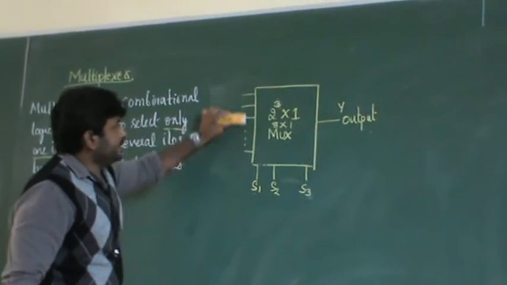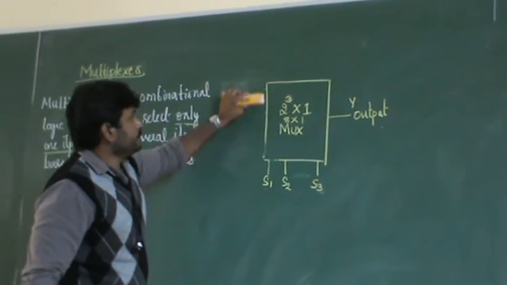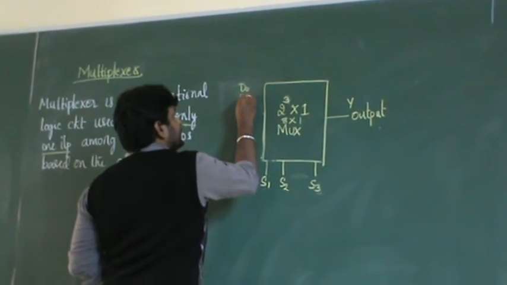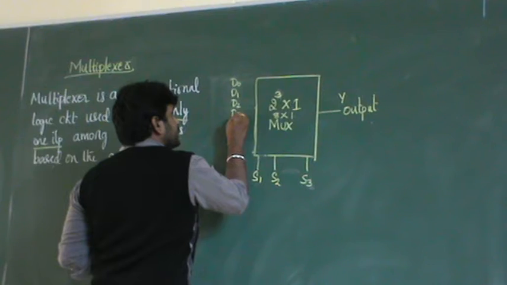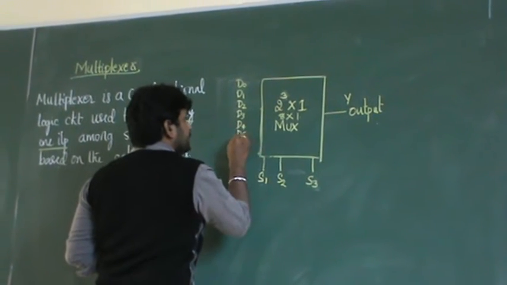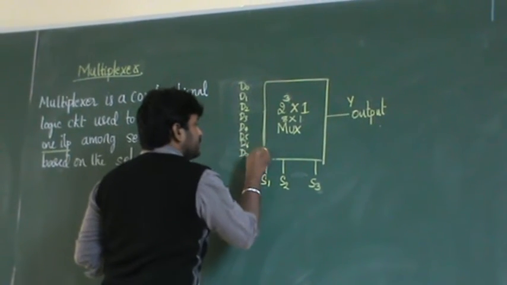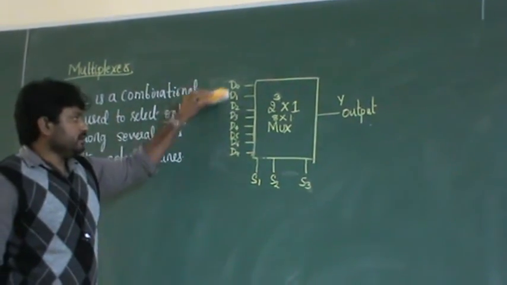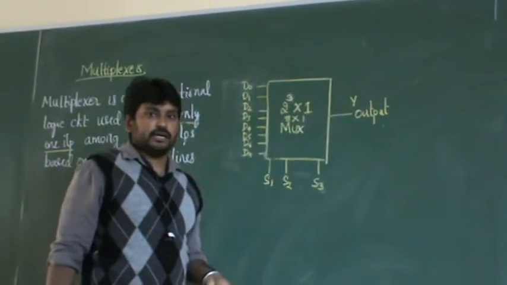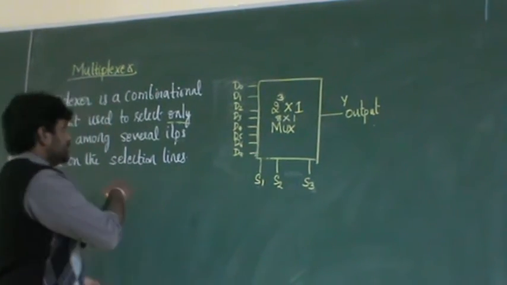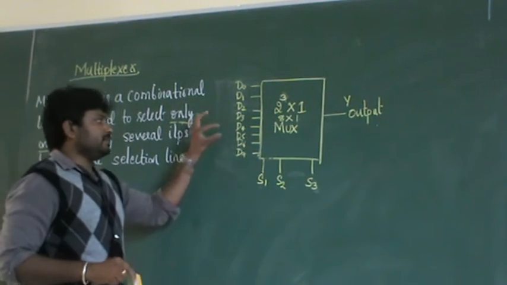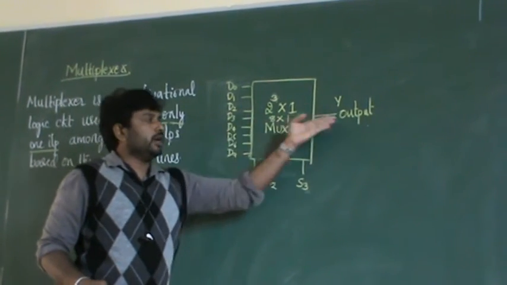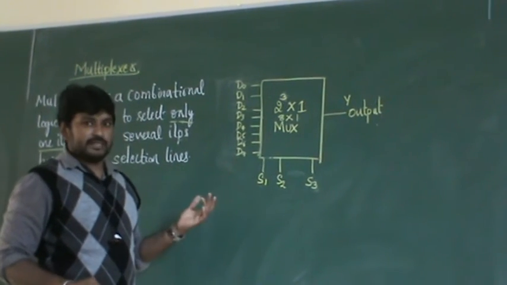So therefore your data inputs will become D0, D1, D2, D5, D6 and D7. So these are the 8 input lines. Here there are 8 input lines and there is a single output line. As the definition says, it will be selecting a single particular input and providing that selected input to the output. Right? So how will it be selecting?